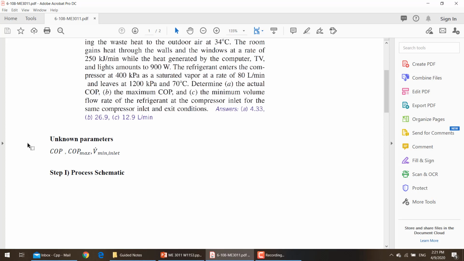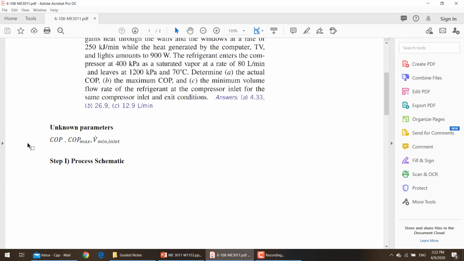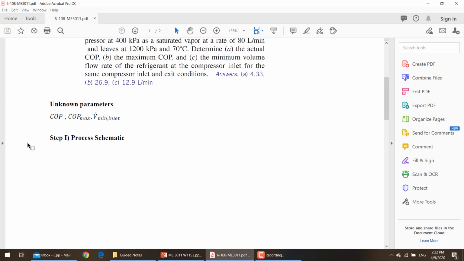So the first step, as I explained to you guys, in chapter 7 and chapter 9, normally we are dealing with cycles. And in the cycles, normally we have more than one piece of equipment. So it's a good idea to draw a schematic for the cycle, and then make a decision based on the available information. So please pause this video and spend 5 minutes, and just draw a simple schematic for this process.